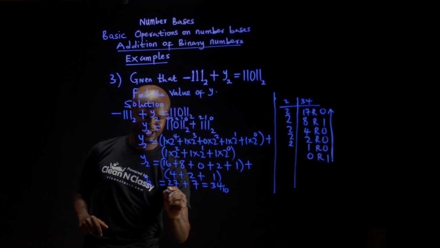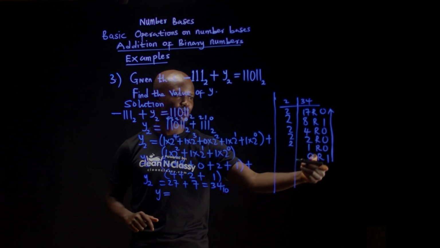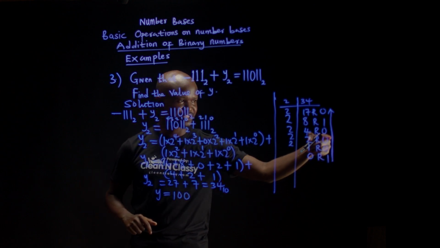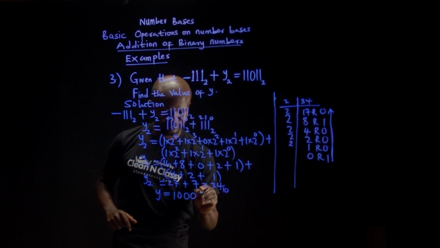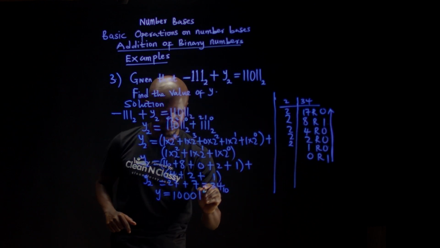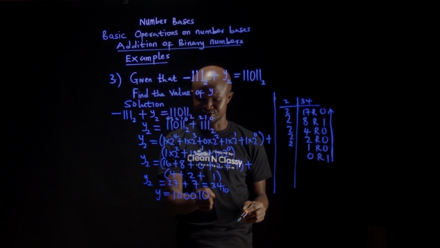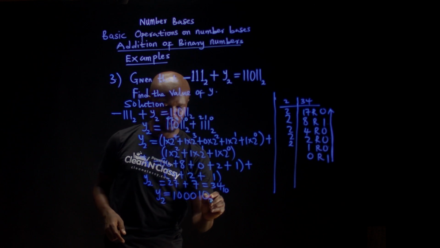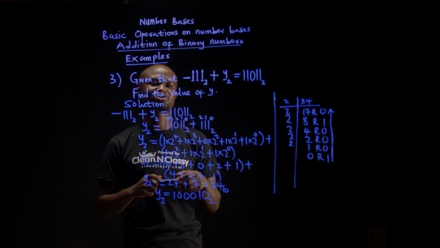So it means that y will now be equal to 1, 0, 0, 0, 1, 0. So the value of y is 100010. That is y base 2 is equal to 100010 base 2. That is the solution to the problem.